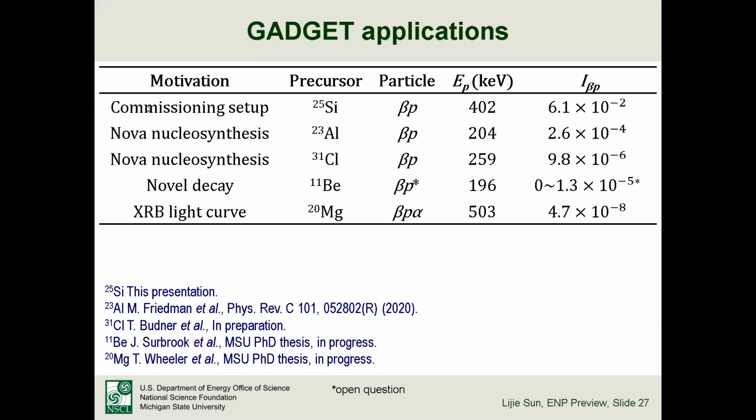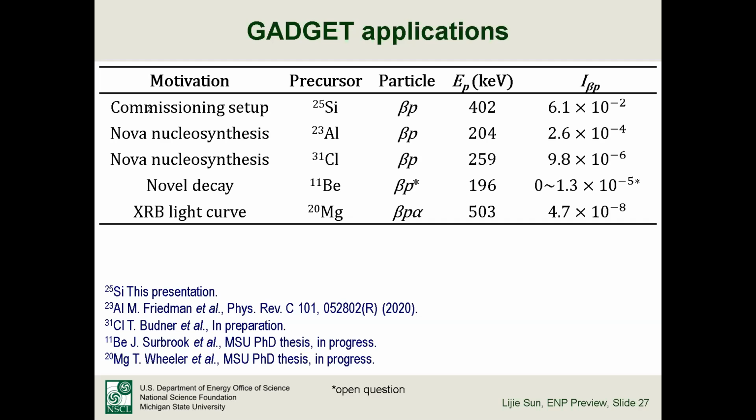With these experiments, we hope to constrain the nuclear structure details that are most influential on the explosive burning of hydrogen on the surface of white dwarfs or neutron stars. The one shown in the last row is the magnesium-20 experiment.